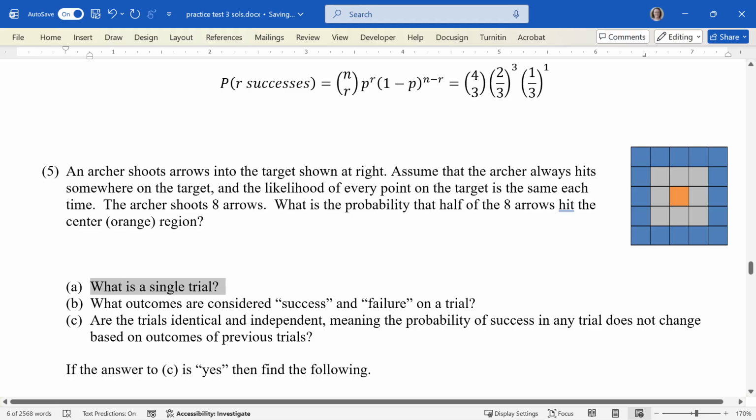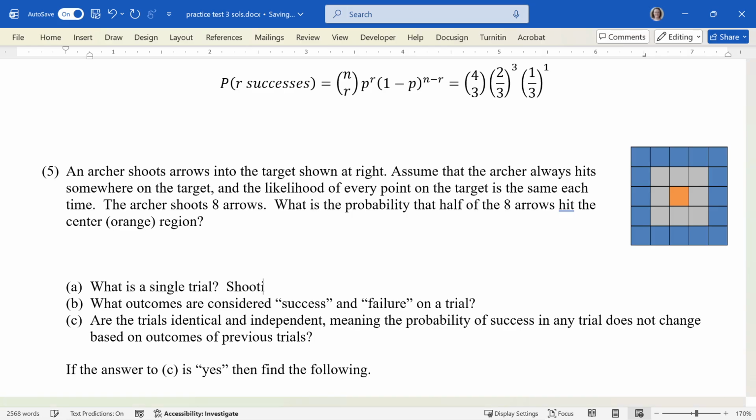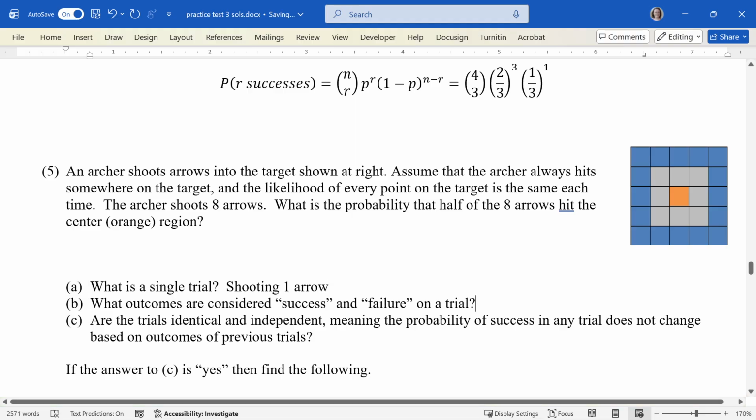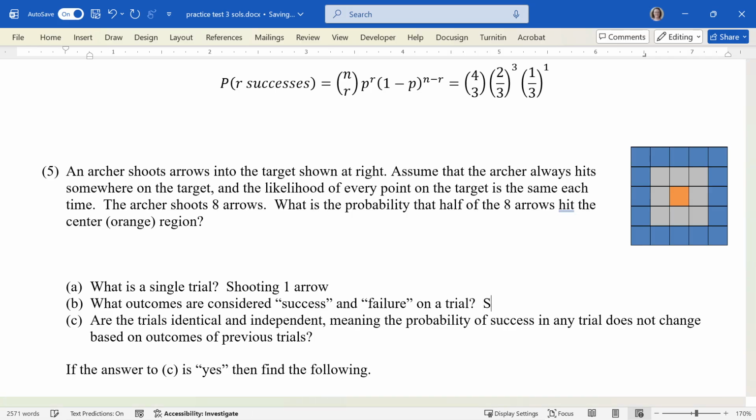Okay, so what is a single trial? What are we doing over and over again? Shooting arrows. Okay, or a single trial, I guess, would be shooting 1 arrow. Okay, what outcomes are considered success and failure? So I'm looking for them to hit the center. The success will be get orange. Failure is not orange.